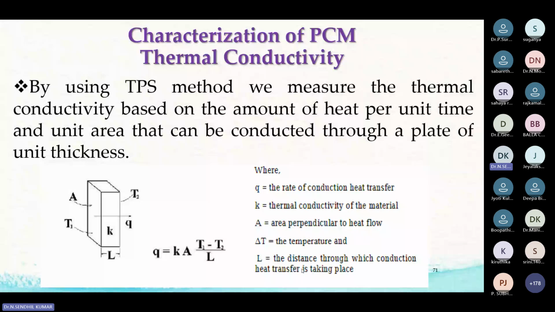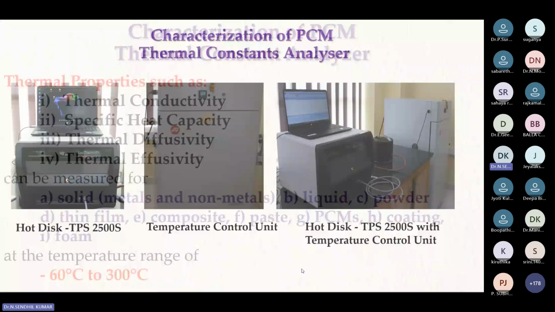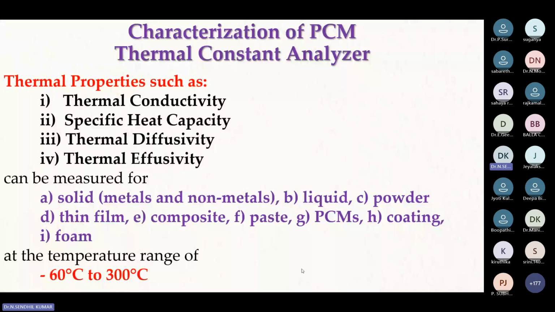So now you can also find the K value. This is the experimental setup. You can find the K value for solids, liquids, powders, any material. For your application, PCM phase change materials, you can also find what the K value is in the solid state and in the liquid state. It depends on the temperature range you want. So this is the material you will place in the device.